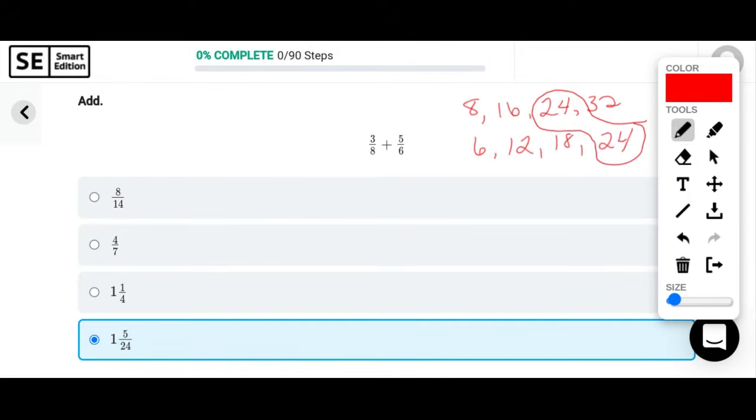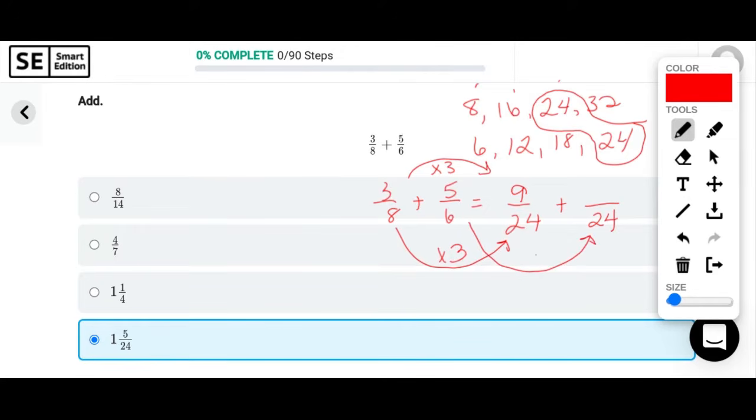So I'm going to use 24 as my new denominator. So 3/8 plus 5/6, I want to rewrite with a denominator of 24. So again, 8 times what got me to 24? Well, it looks like I had to multiply by 3. So if I do it on the bottom, I also have to do it on the top. Okay, so that is the same thing as 9 24ths. Second fraction, 6, I'm going to multiply by 4. 5 times 4 will be 20.